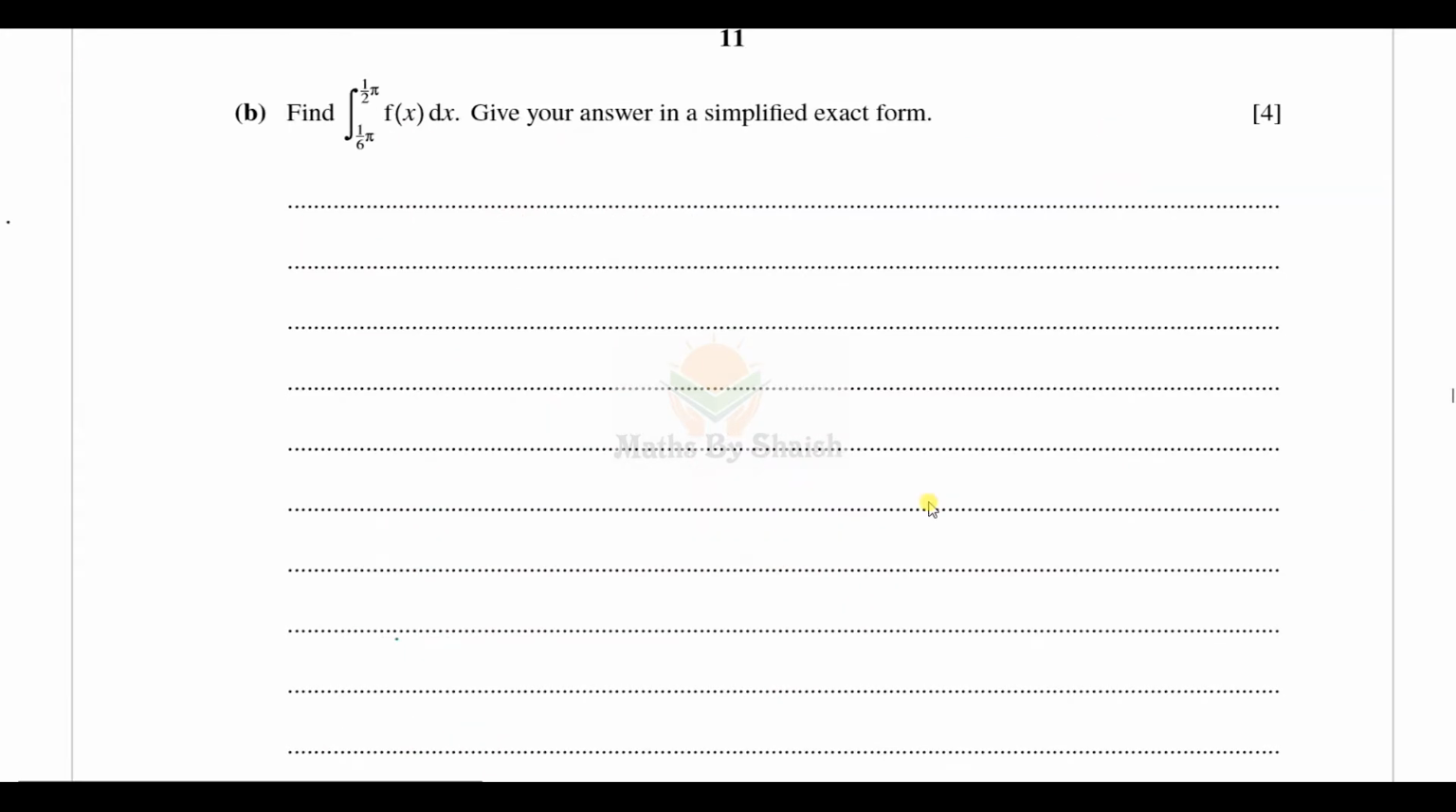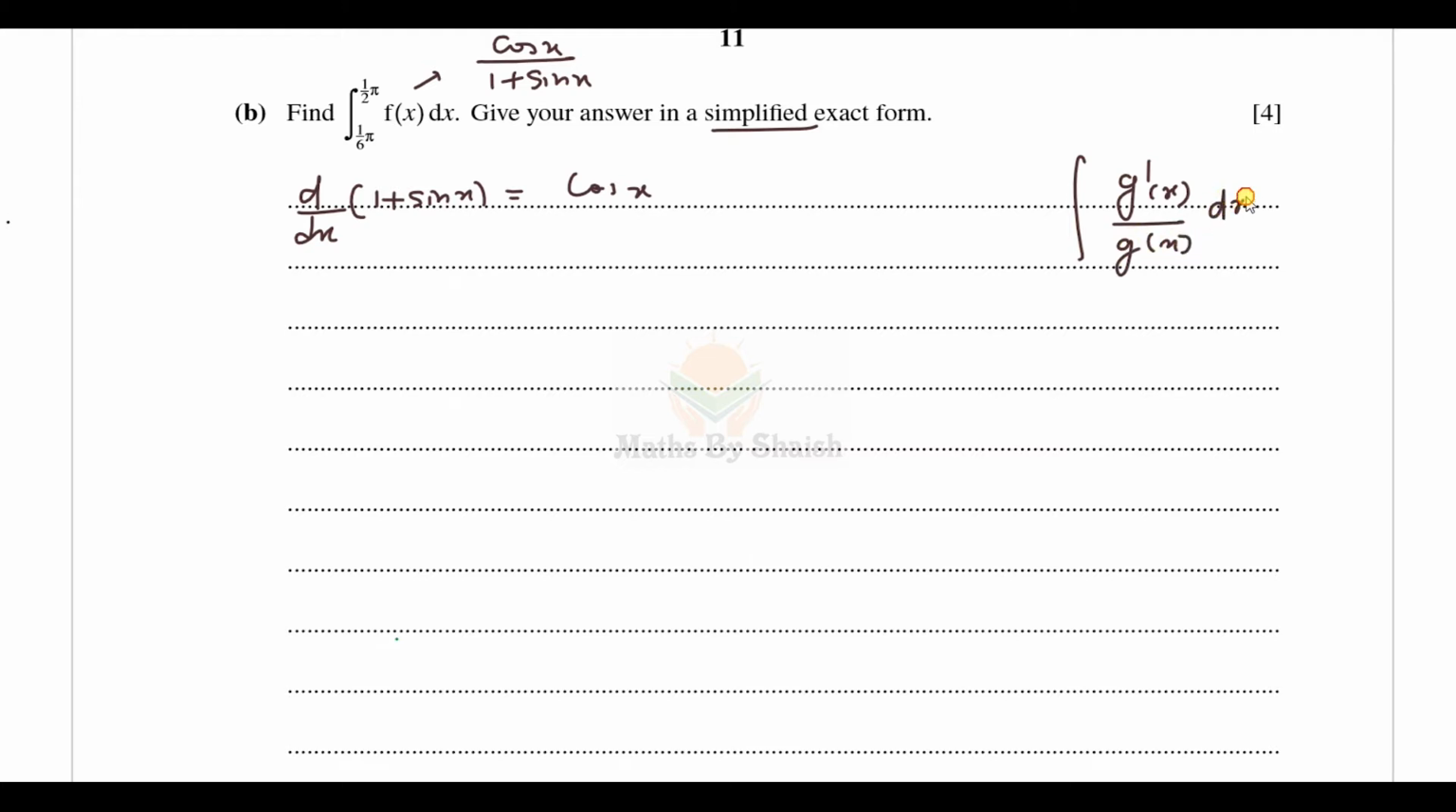So here's the B part. Find the integration of f(x) dx, and f(x) from here is cos x upon 1 plus sin x, from pi by 6 to pi by 2. Give your answer in simplified exact form. We can see the differentiation of 1 plus sin x is actually cos x, and hence this is of the form integration of g'(x) upon g(x) dx, and hence it is ln g(x).